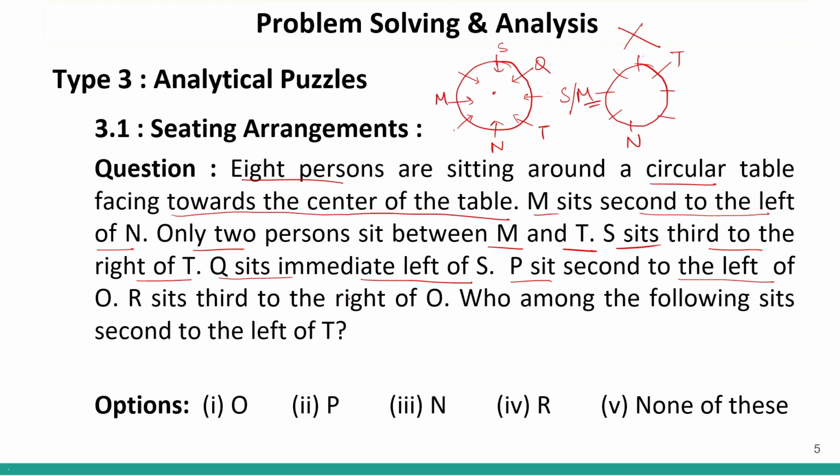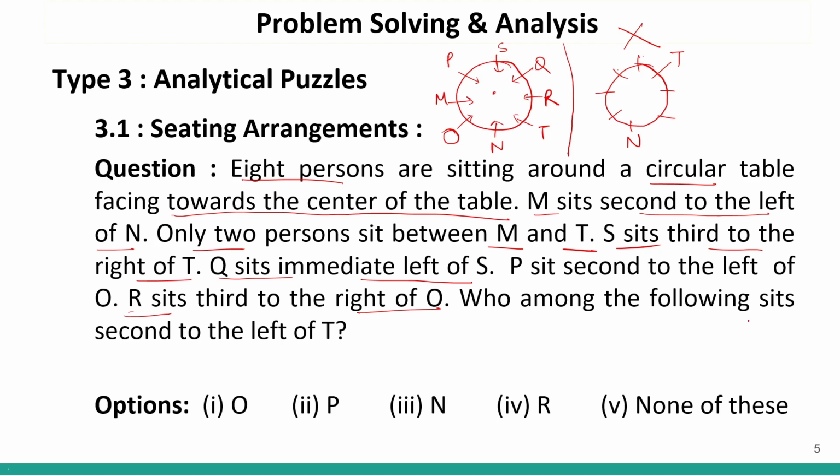P sits second to the left of O. Now let us hold this information. Okay, and R sits third to the right of O. So I can see this is an empty position, this is an empty position and this is an empty position. Now, P sits second to the left of O. So if O is in this position, P will be over here, second to the left. Correct? Now, R sits third to the right of O. So if O is over here, R will come over here, third to the right, 1, 2 and 3. Correct? So this will be my final diagram. This is my final seating chart.